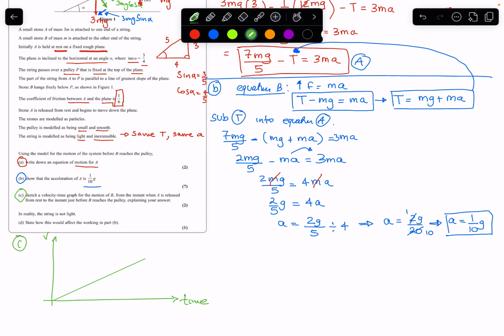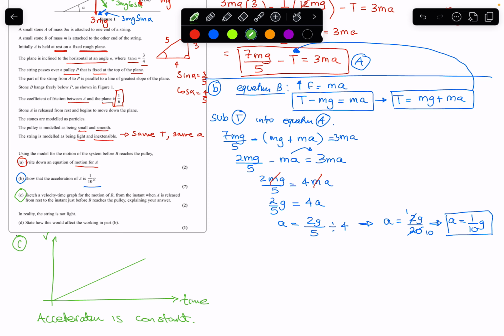And the explanation is the acceleration is constant. And you must remember, in a velocity time graph, the gradient of the line represents your acceleration. And therefore, the acceleration is constant and is always going to be 1 over 10 times g. And this is how your velocity time graph would look.